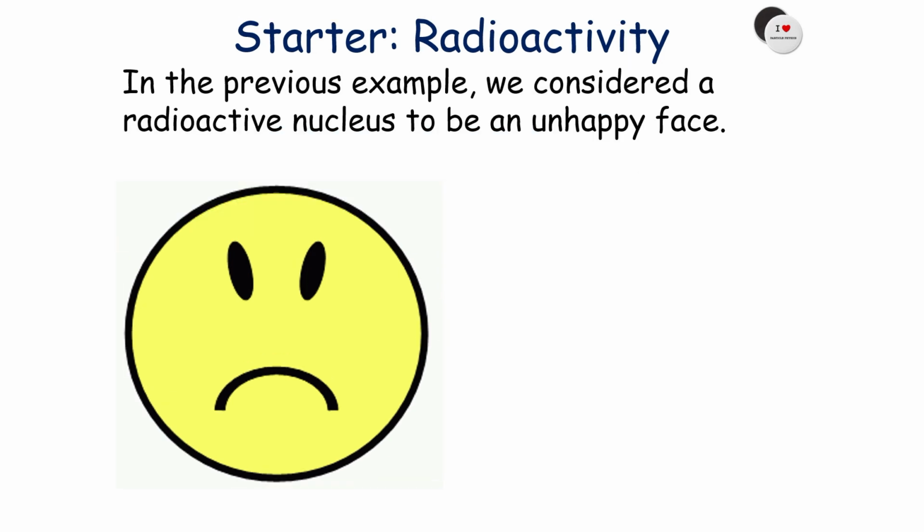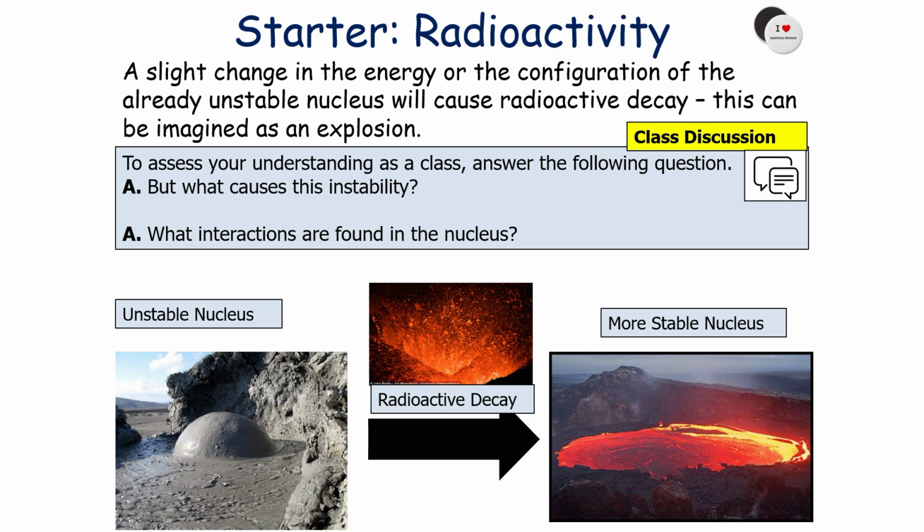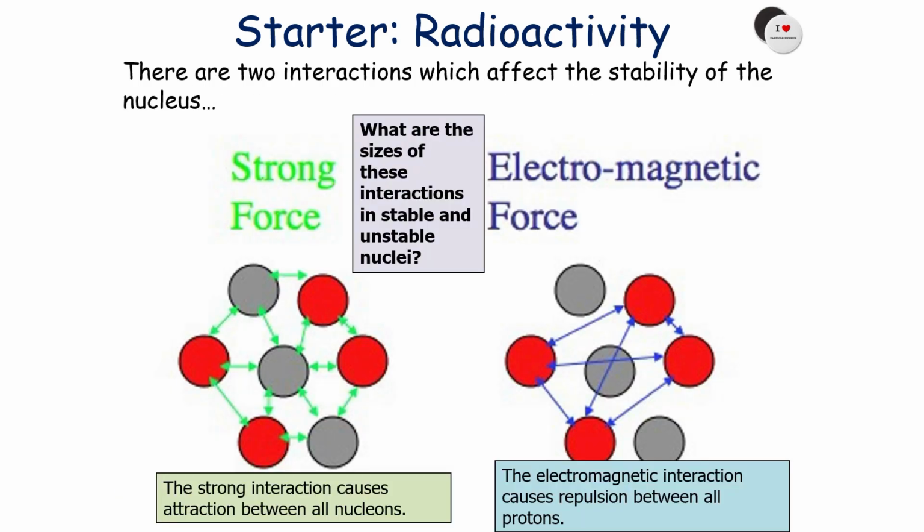Now in the previous example we just considered a radioactive or unstable nucleus to be an unhappy face. In reality it's more appropriate to say that it's like a bubbling volcano. It's constantly churning and turning, waiting to erupt and emit a form of radiation. But what causes instability and what interactions are found in the nucleus? So there are two interactions which affect the stability of the nucleus: the strong interaction, which is attraction between all the nucleons, and the electromagnetic interaction, which causes repulsion between the protons.